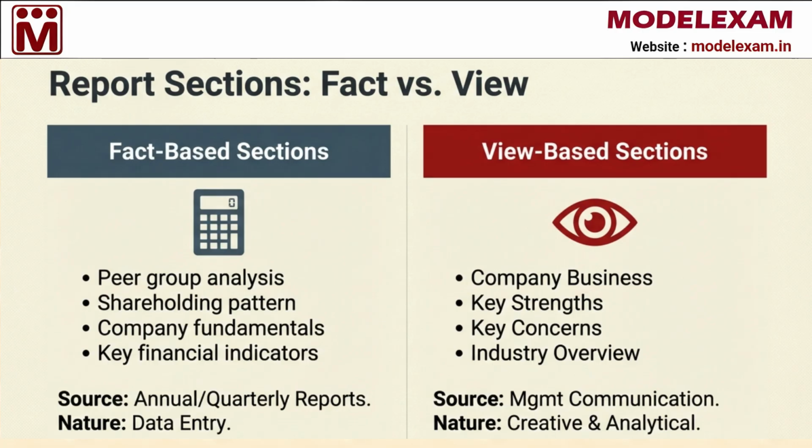On the right, you have view-based sections. This is where your value comes in. It covers the company business, key strengths, key concerns, and industry overview. The source here is management communication, and the nature of the work is creative and analytical.